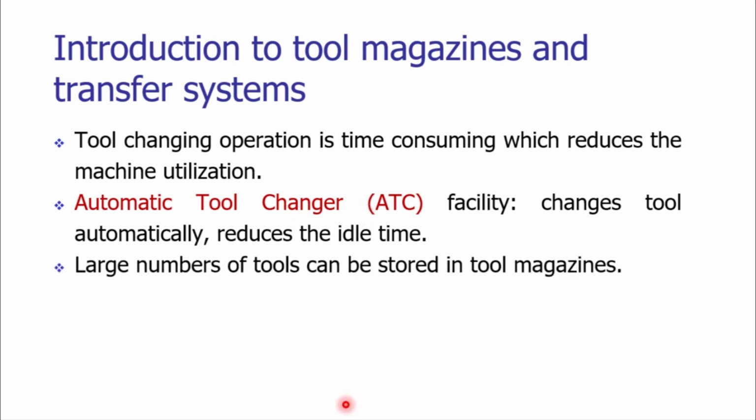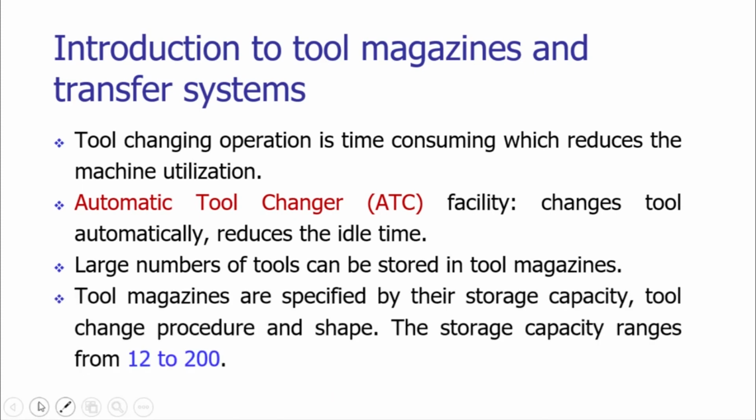In the magazines, we can store many tools, ranging from around 12 to 50. Sometimes we can even have magazines which can store more than 100 tools, maybe around 200 tools. So tool magazines are generally specified according to their storage capacity, the procedure to change the tool, and the kind of shapes of tools the magazine is able to accommodate and store.